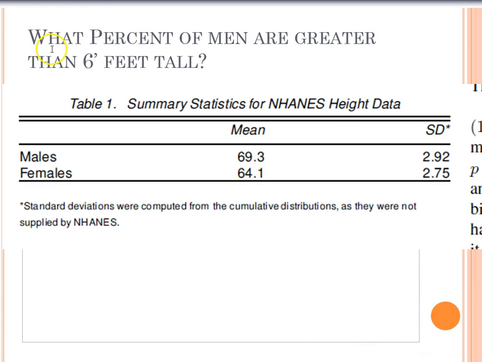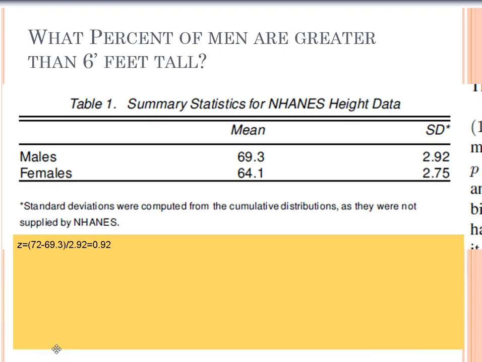So here we're given a question of what percent of men are greater than 6 feet tall. Again, to start, what we need to do is calculate the z-score that's associated with men who are exactly 6 feet tall. So to be 6 feet tall, you're going to be exactly 72 inches tall. We're going to put the observation first, the men's average height second, and then divide by their standard deviation. That's going to give us a z-score of 0.92. So a man that's 6 feet tall is 0.92 above average for men.